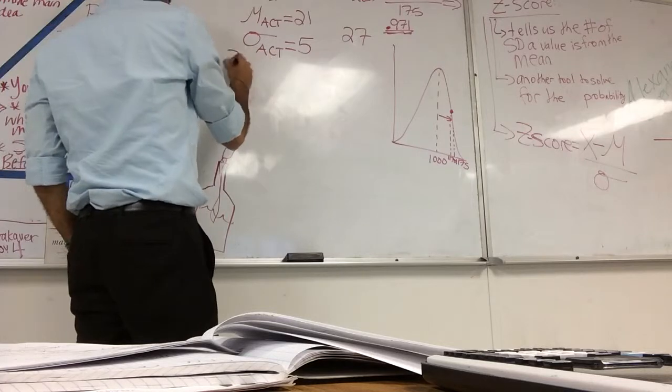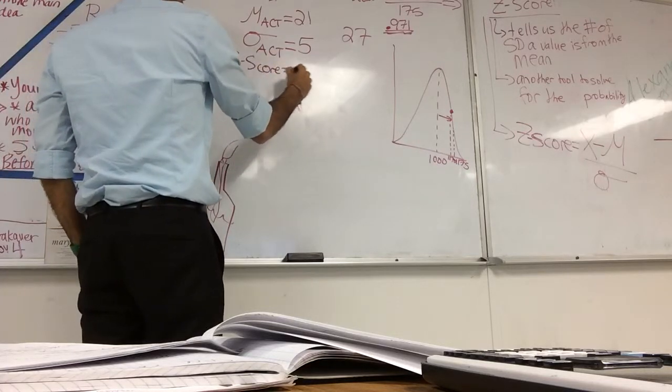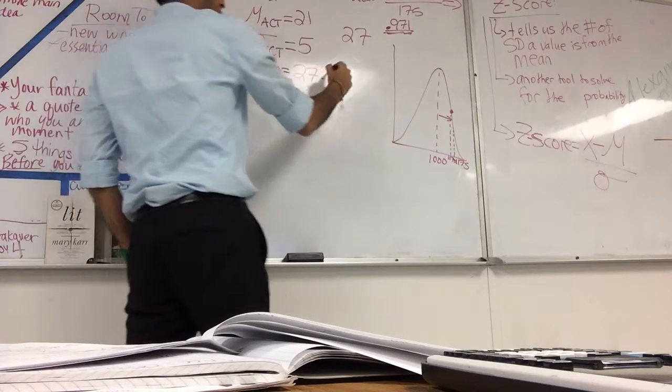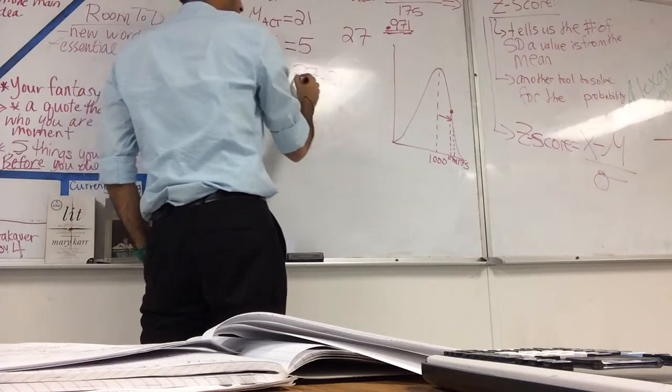So ACT, the z-score is: I earned a 27, the average is a 21, and the standard deviation is a 5.